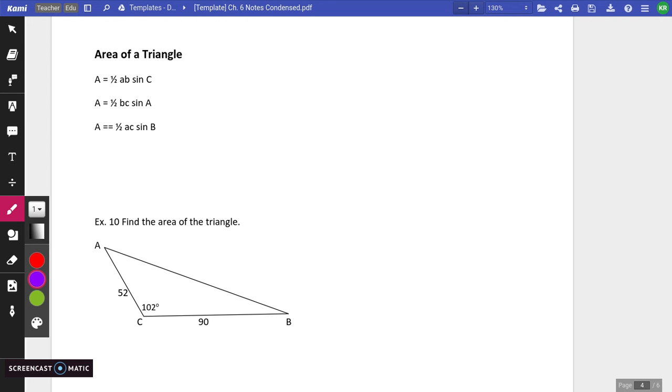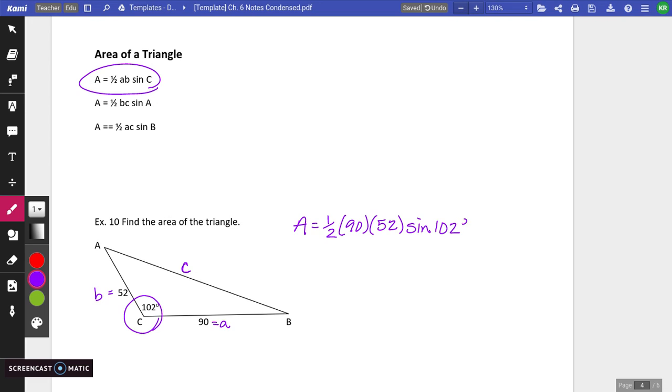All right, so here's an example. This one, I don't know side C. I know angle C. Okay, so then I'm going to be using side A and side B. So the one I want is going to be this first one. Okay, so area equals 1/2. And again, it's just plugging into this formula. So 90 is side A times 52 is side B. And then we're going to go sine of angle C, 102 degrees.